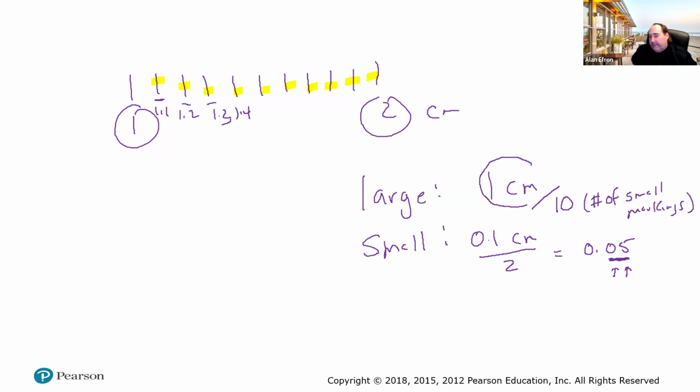The large marking is simply reading the distance between one marking on the scale and the next large marking. The 0.1 centimeters, which is the small marking, can be found by dividing that large marking distance by how many small markings you have. And if you take the small marking and divide it by 2, it will tell you, without having to really think about it, how far you should take your reading.